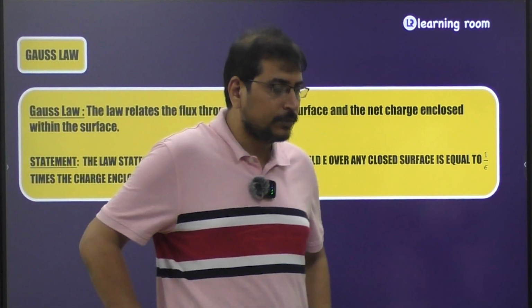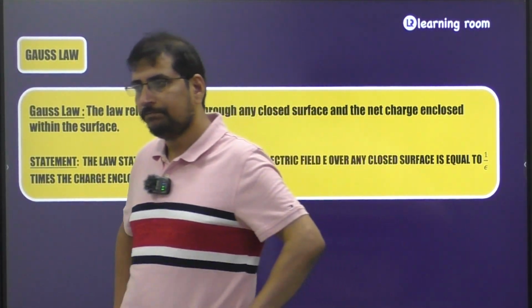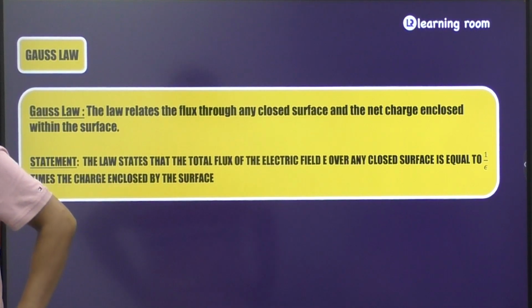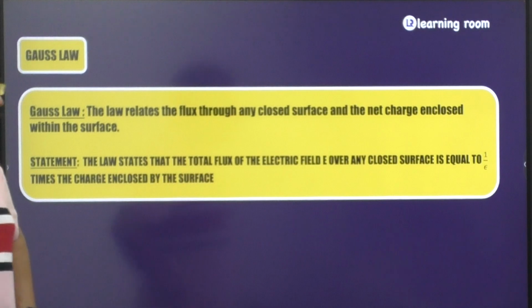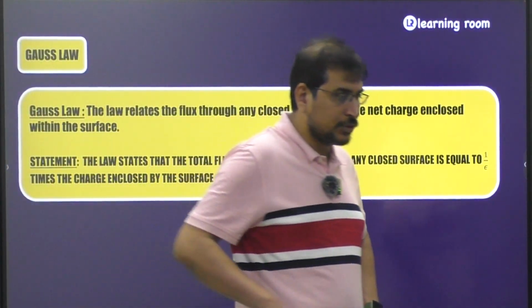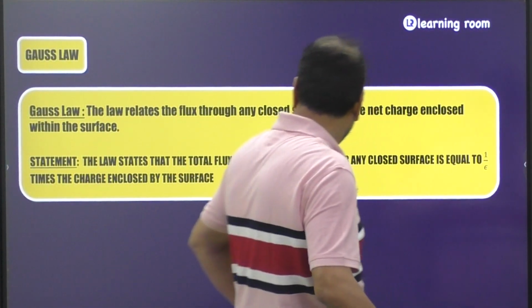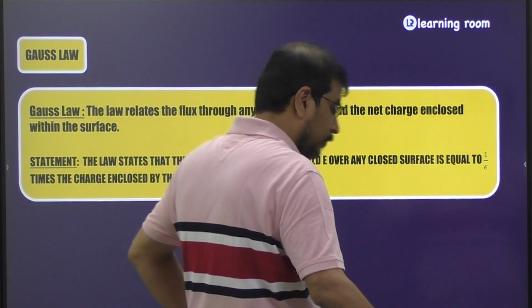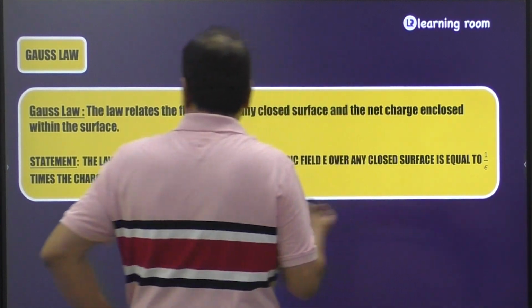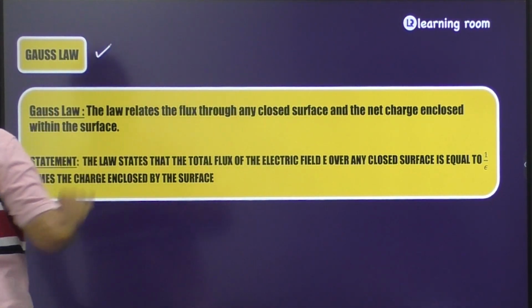So you understood the concept of charge distribution, right? There are three types of charge distributions. What are they? Linear, surface, and the volume charge distribution. With the help of those charge distributions, what we are going to do is understand this Gauss law.